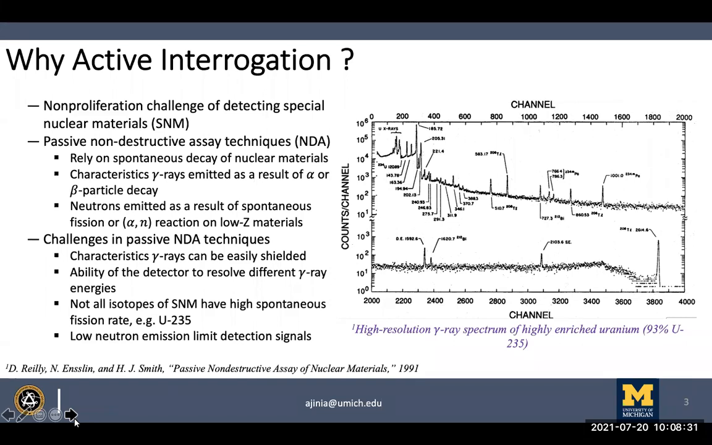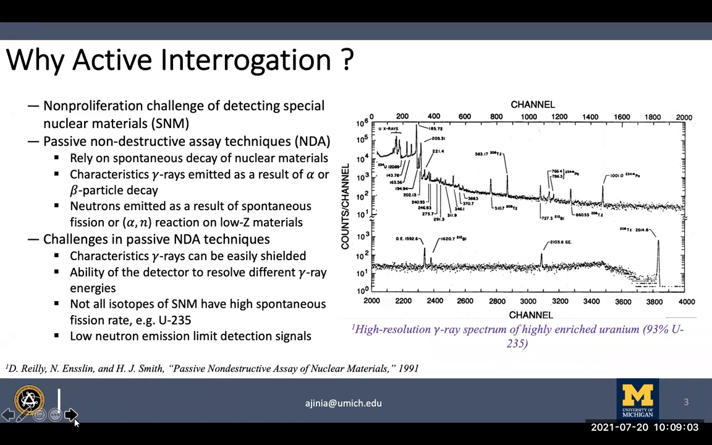Now, let's take an example. Let's consider a special nuclear material, uranium-235. Now, of all the X-rays that are emitted from U-235, most are low energy X-rays. When I mean low energy gamma rays, we're talking less than 1 MeV in energies.